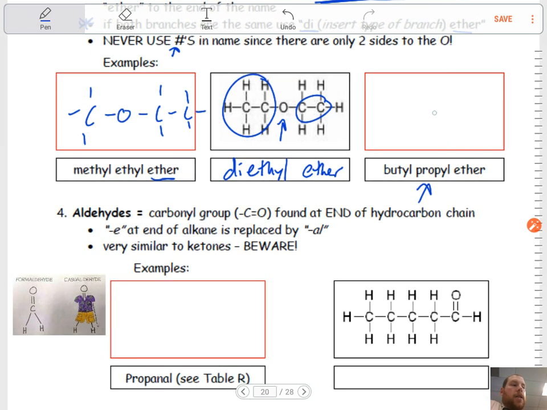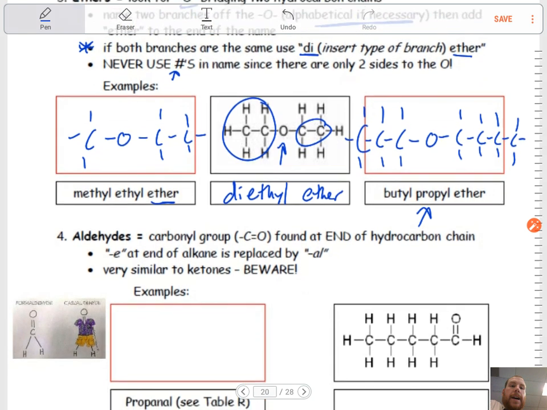All right, so ether, starting here. Again, it doesn't matter which side you put them on. I'm going to put propyl on this side, so 3 carbons. And then I'm going to put 4 carbons over here. You could have had it the other way. Again, it doesn't matter because they're both the same structure, they're just flipped. Okay? So that's an ether.